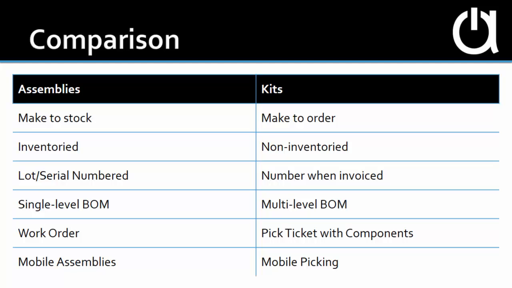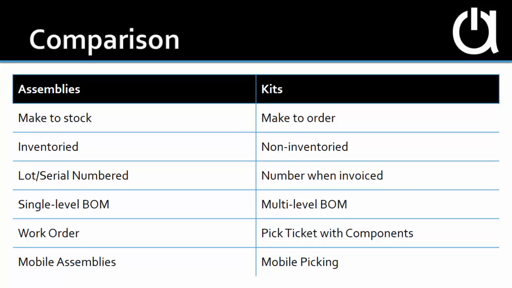You're not going to see a breakout of multi-level bill of material components. So make to stock and make to order is key here. An assembly is something created by combining components to make a completely new product which sits in your warehouse as an inventoried item.